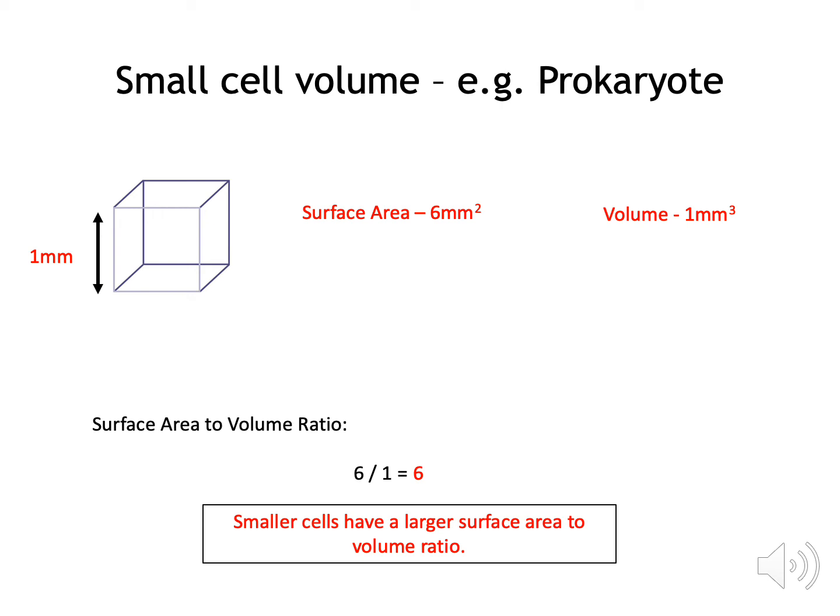So, in this example, we have got a cube which is just representing a cell. The surface area of this cell is 6, whereas the volume is 1. The surface area to volume ratio would just be 6 divided by 1, which is 6. Smaller cells generally have a larger surface area to volume ratio than larger cells. So this small cell has a surface area to volume ratio of 6.